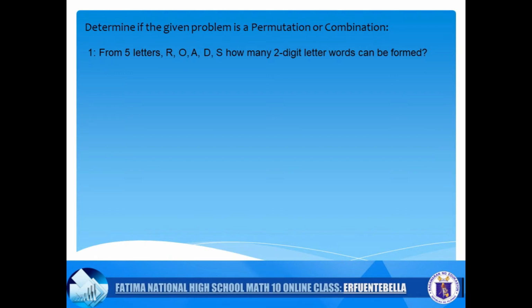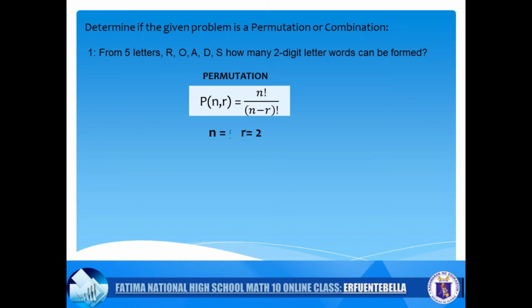Okay, so if your answer is permutation, that is correct. So since it is permutation, we will apply the formula for permutation. So we have n factorial over quantity n minus r quantity factorial. So if that is permutation, what is now the value of n? And what is the value of r? Okay, so very good. So our n now is 5 because we have 5 given different letters, and our r is 2 because we are going to arrange 2-digit letter words.